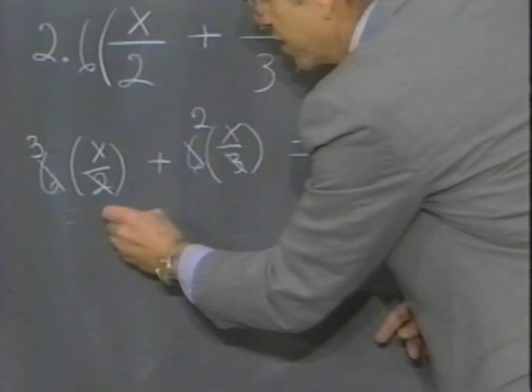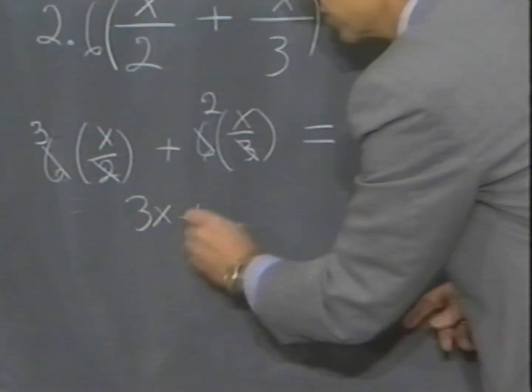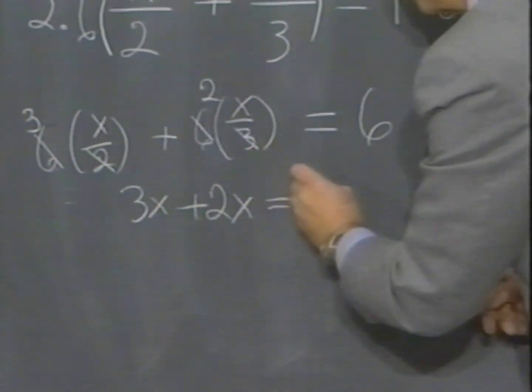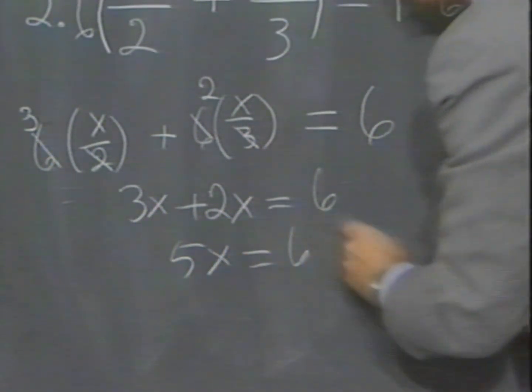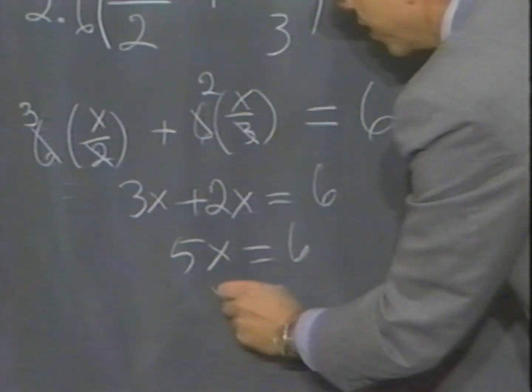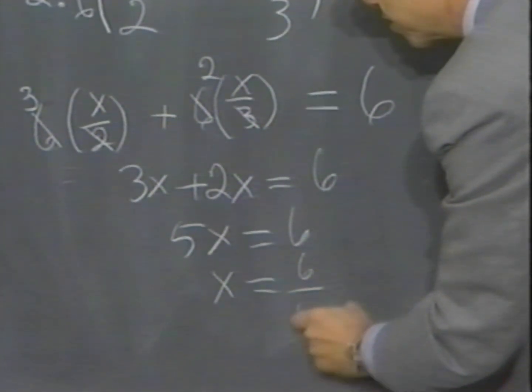Let me rewrite that neatly. That's 3x plus 2x equals 6. That's 5x equals 6. And dividing by 5, I get x equals 6/5.